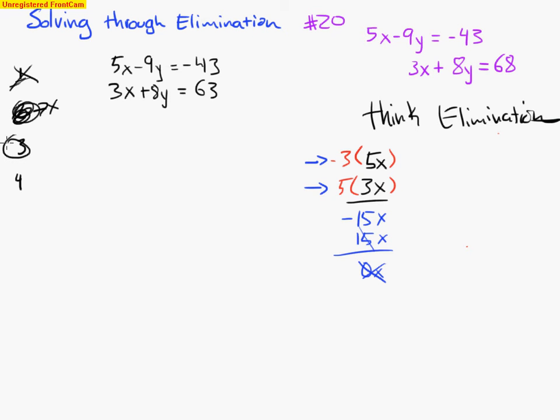Then number 3, we already did. We already know that we're going to multiply the top by negative 3 and the bottom by 5. So let's go ahead and do that. Top by negative 3 and the bottom by 5. Now all these are going to change.